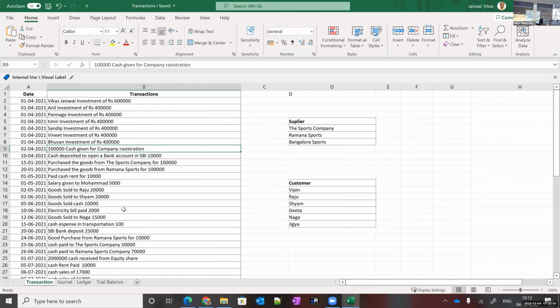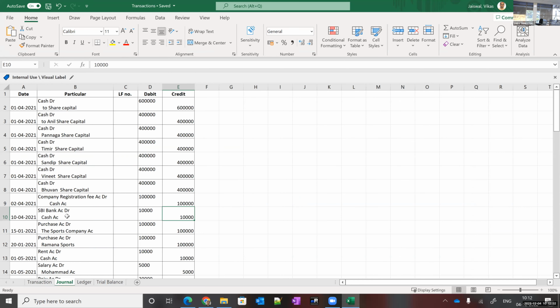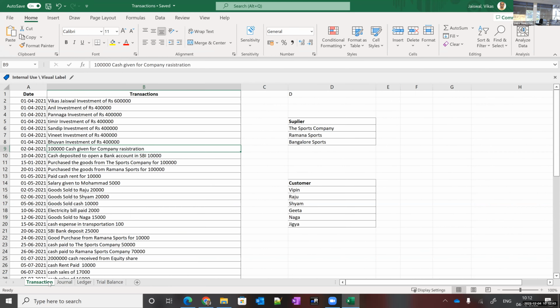Cash deposit to open a bank account. Right. If the bank account is only now opened, then all previous things you can write as cash. No problem, it's academic understanding only. So bank account debit to cash, 1 lakh rupees. Next transaction.